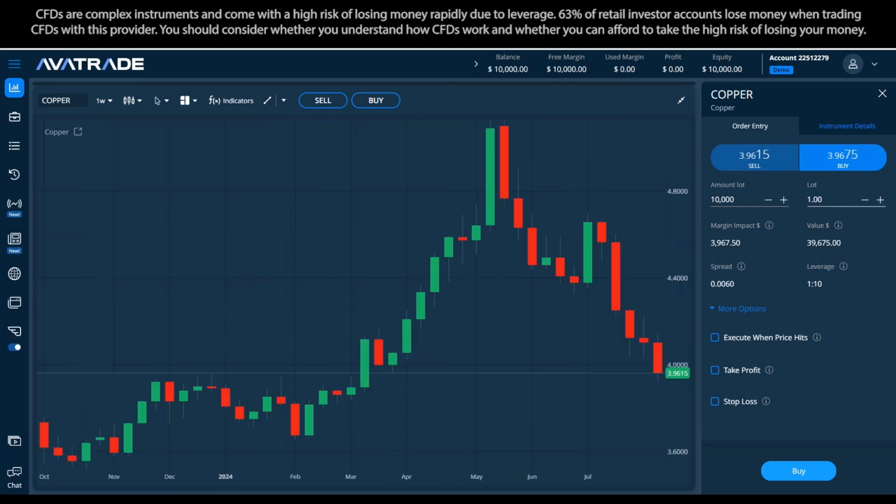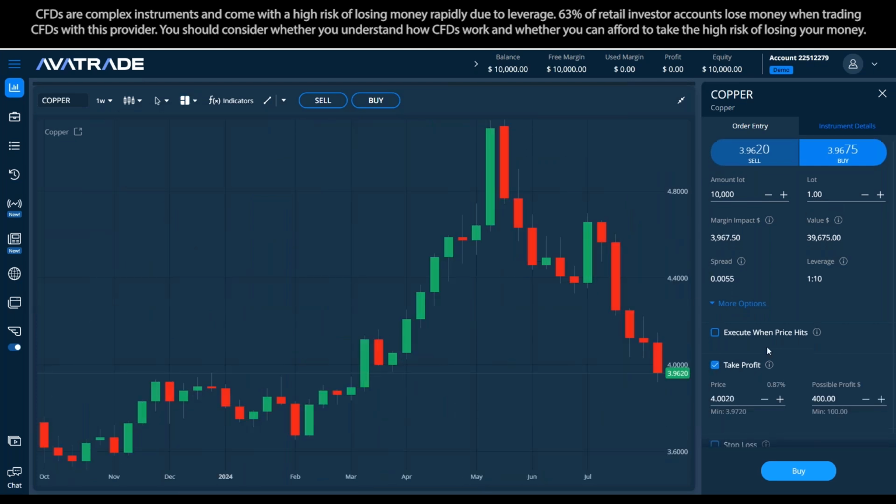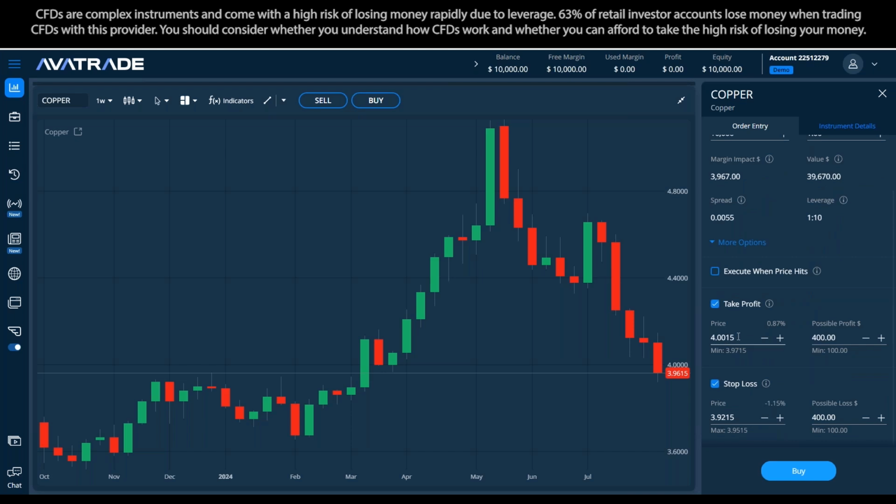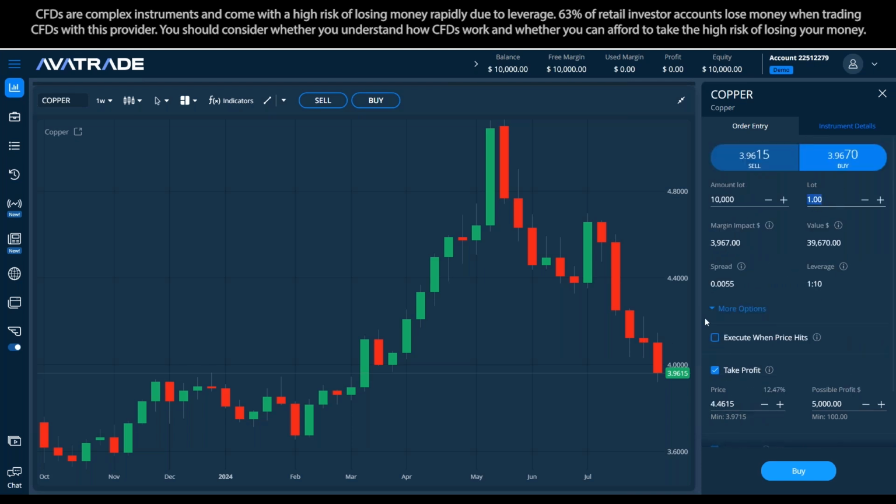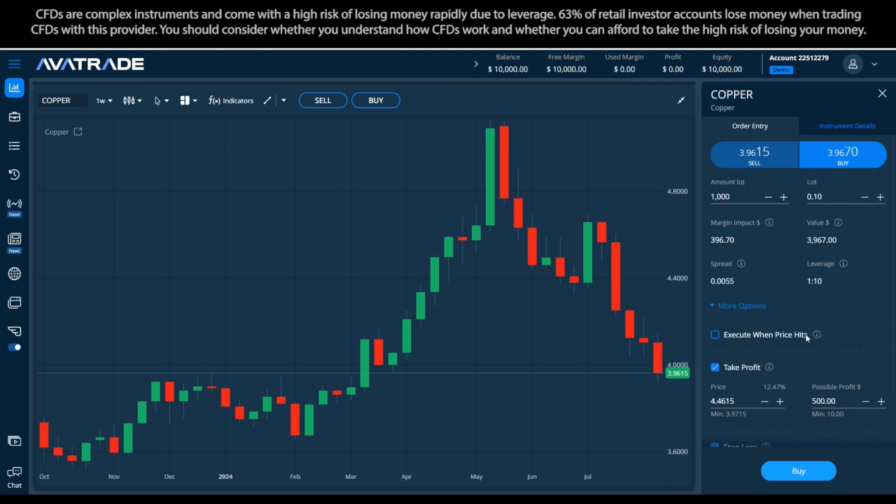Okay. And how do I maneuver with copper? How do I set the stop loss and the take profit? So what I'm going to do is just to simulate here with $0.50 up, which brings us to 4.4. It's not what I wanted. Let's do it this way.